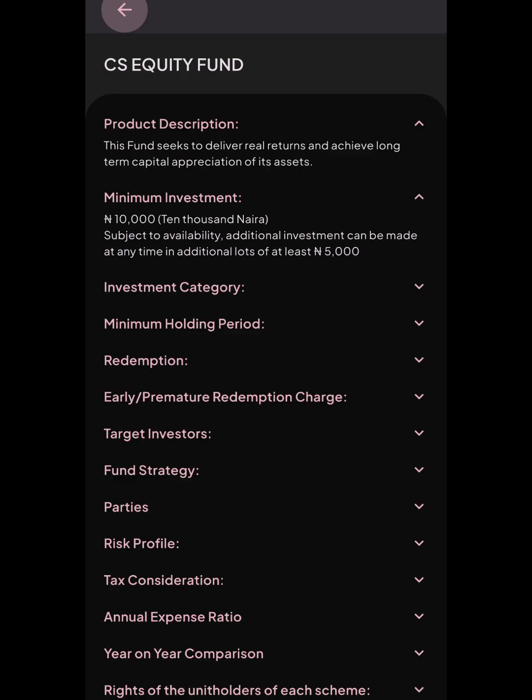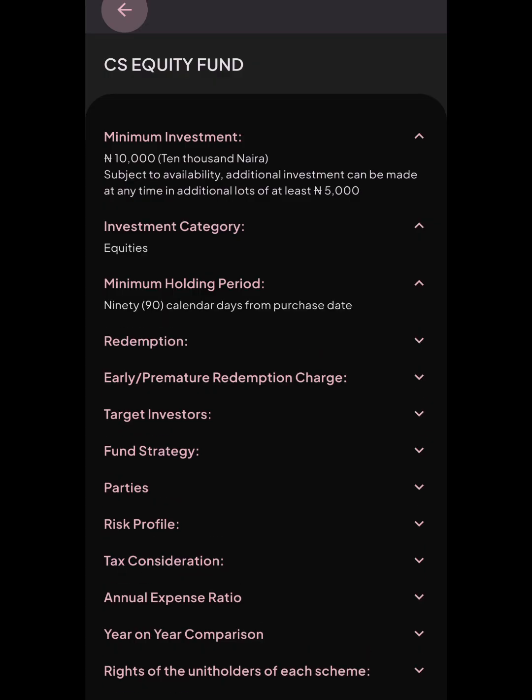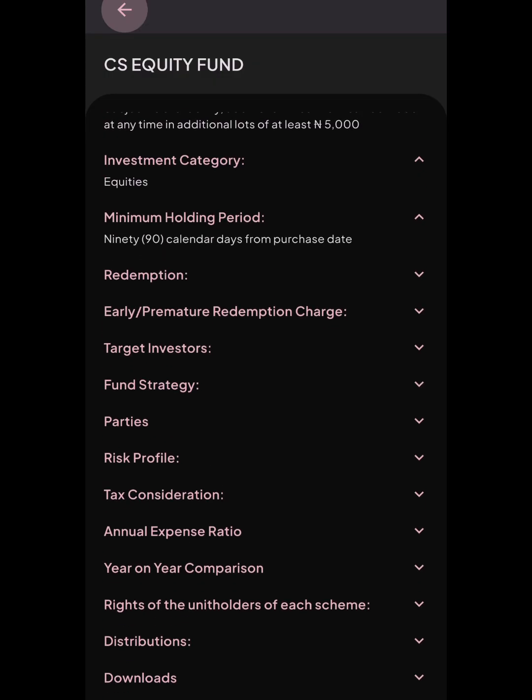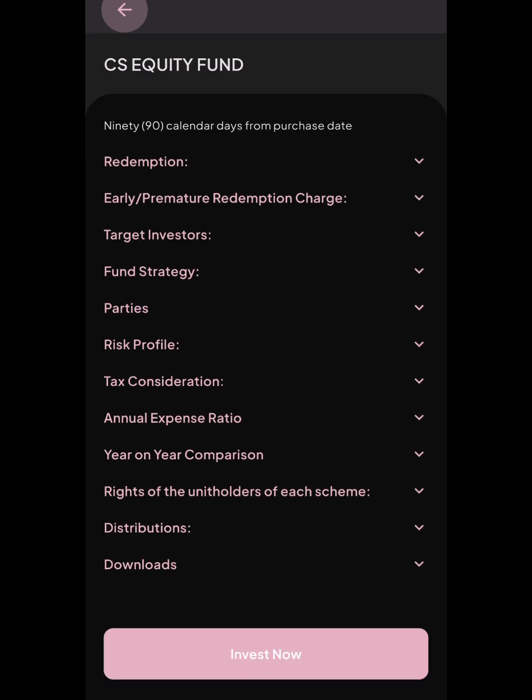Then investment category, let's click on that, is equities. Again, mostly stocks. Minimum holding period. All the mutual funds you find out there have a minimum holding period or they are open-ended. One with a minimum holding period means you have to hold the money for at least 90 calendar days after buying before you can withdraw your money. If you try to withdraw your money before the 90 calendar days, they might penalize you. So keep that in mind.